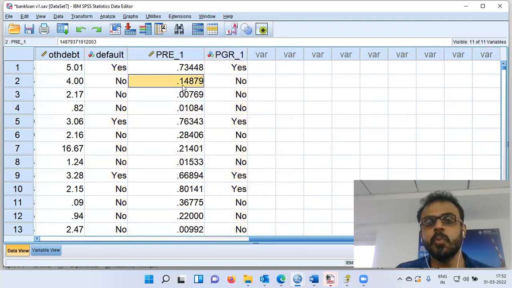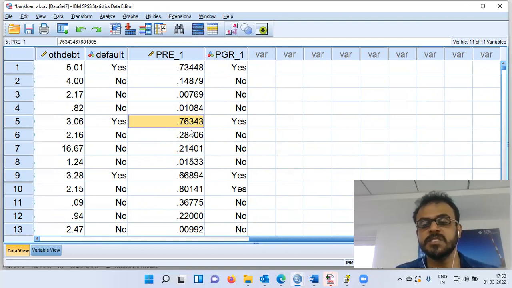Look at the second number. It is 0.14. It is 14% only, which is very, very less. 14% is less than 50%. So we will be calling him a non-defaulter. Look at the next one, 0.007, which means there is less than 1% chance that he will default. So we are calling him a non-defaulter. There is only a 1% chance of him being a defaulter, which is very, very less. Look at the fifth guy, it is 0.76, which is greater than 50%. So there's a 76% chance that he is going to default. Since 76% is greater than 50%, I will be calling him a defaulter.